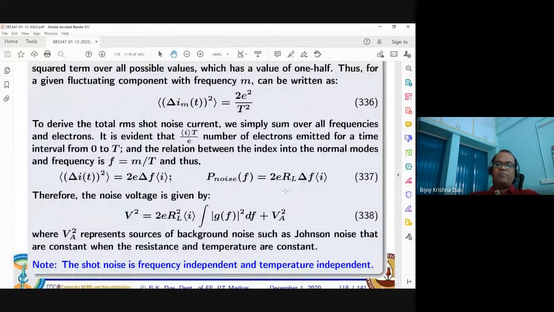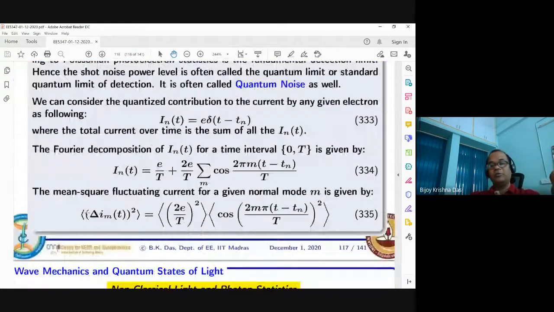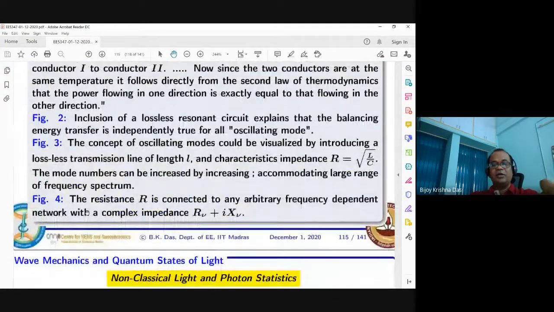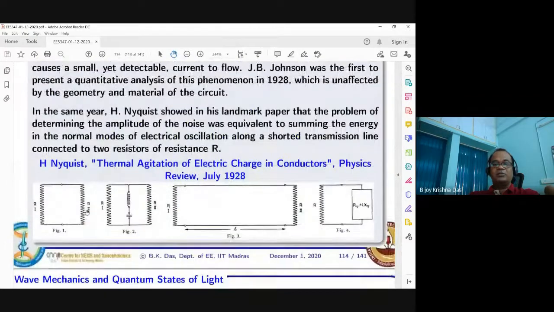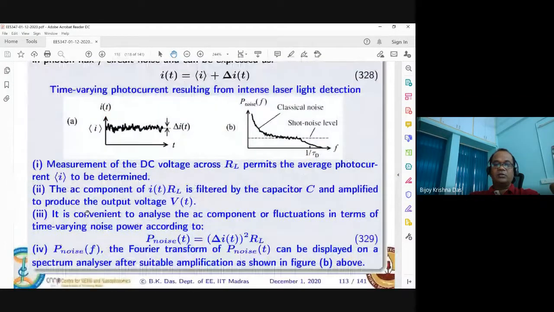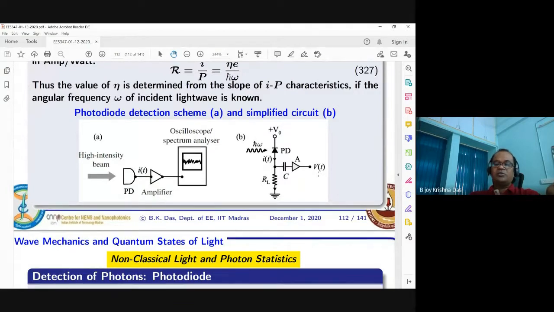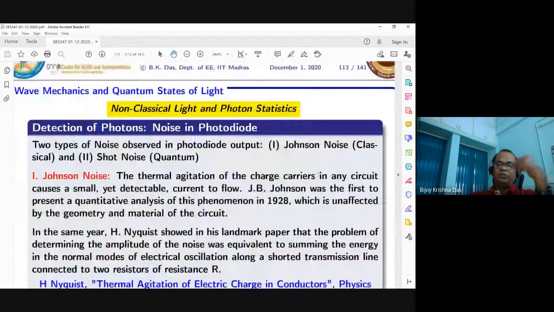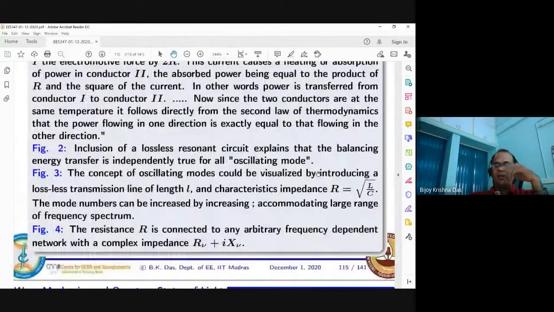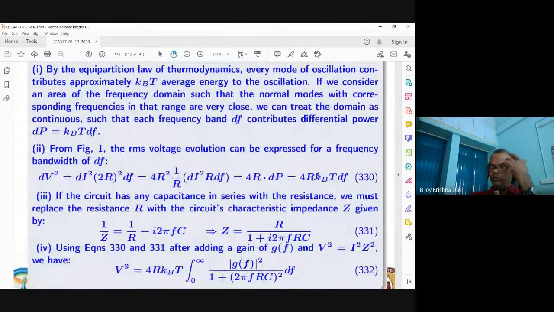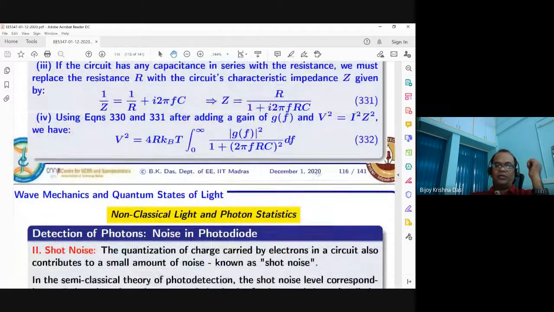This is your power. If you go back to that photo detection circuit, here is your RL, and here ultimately you are measuring your voltage. So from the power, if you try to see the voltage expression, what will you get? Power is equal to V square by RL, right?